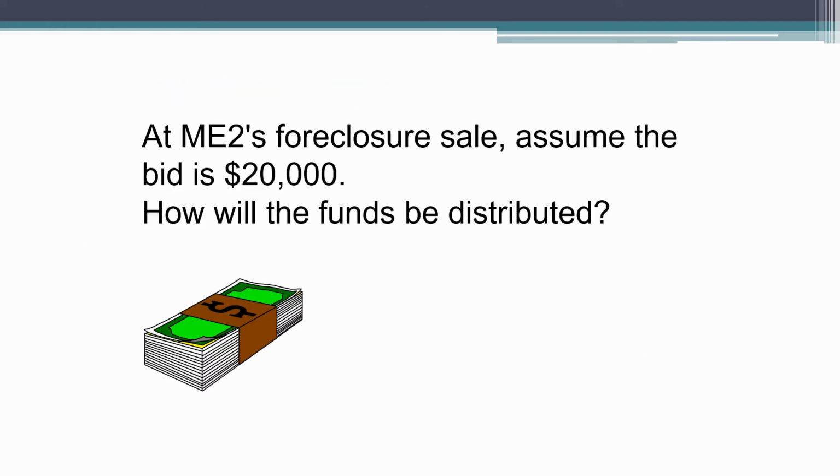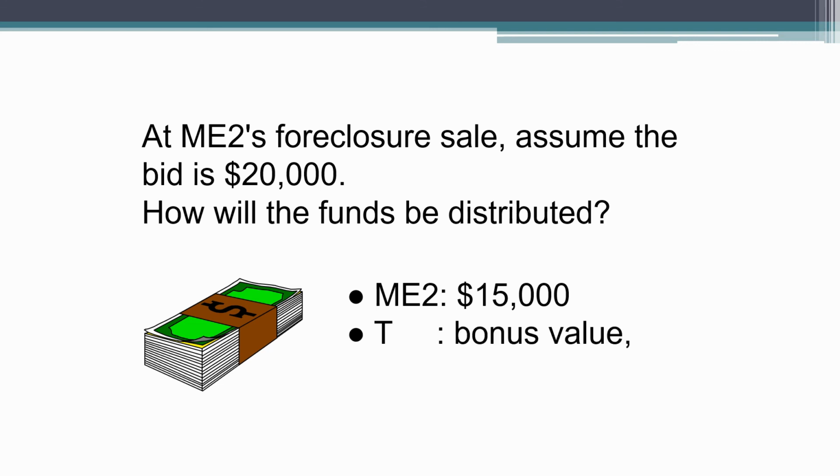So let's assume that the buyer does bid $20,000 at ME2's foreclosure sale. How are we going to distribute that money? Well, the answer is we'll give $15,000 of it to ME2. That's the full amount of the debt that's owed to ME2, so ME2 is fully paid off. We'll give the tenant the bonus value of the lease if there is any, and if there isn't, then we'll give the mortgagor the remaining $5,000.